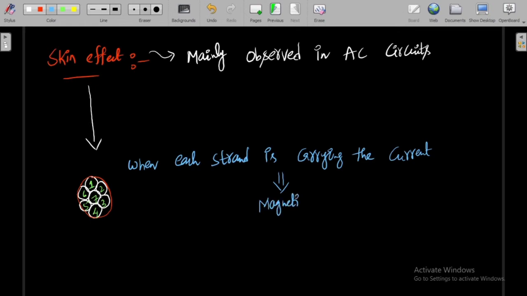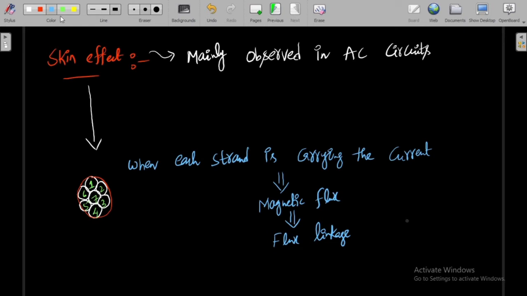Magnetic flux is created around it, and this magnetic flux links with other strands. So you will have flux linkage to each and every strand, because all the strands are grouped together. The current flowing through one strand will create a magnetic flux around that strand, and this magnetic flux links other strands. So you will have some magnetic flux linkage.